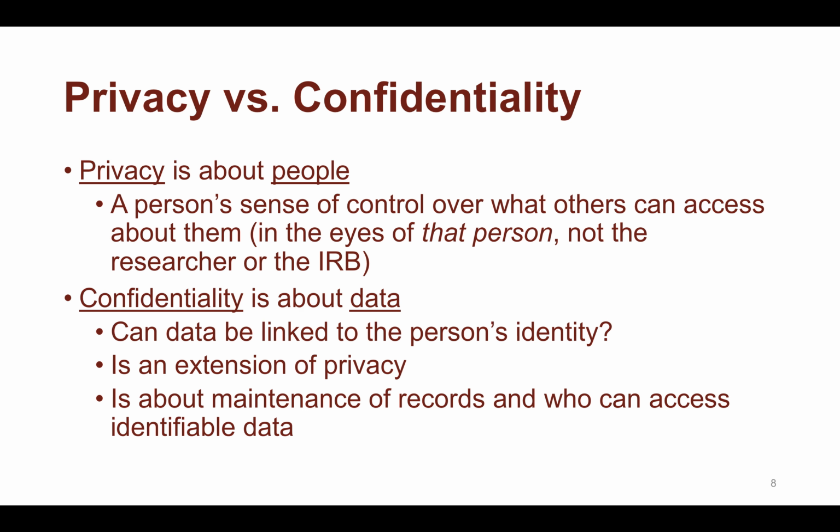Confidentiality, on the other hand, is more about the data that you'll be collecting from these people. If the data are accessed by somebody else outside the study, can the data be linked to the individual person's identity? So confidentiality is an extension of privacy, but it's a little bit different from privacy. It's also about the maintenance of records and who can access the data. So just taking steps to make sure that data are in either a locked setting or a password protected setting that others can't access the data.